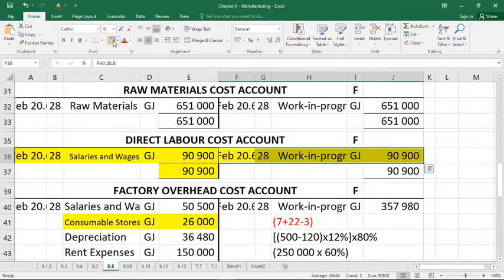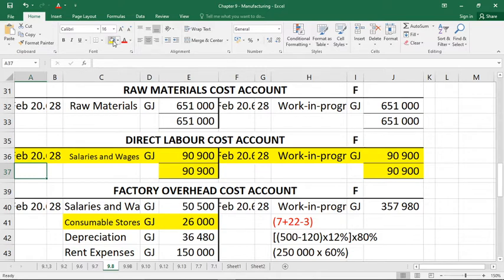Was it 90,900? Let's just talk quickly. It says 90,000 Rand was for direct labor. The employer and employees both contribute 1% each from salaries to UIF. Listen carefully. The direct labor cost includes the gross salary of 90,000 plus 1% of the contribution. That's why these figures here are 90,900, because it's 90,000 plus the 1%. Please take note of that. 90,000 plus 900 Rand, it's the gross plus the contribution.